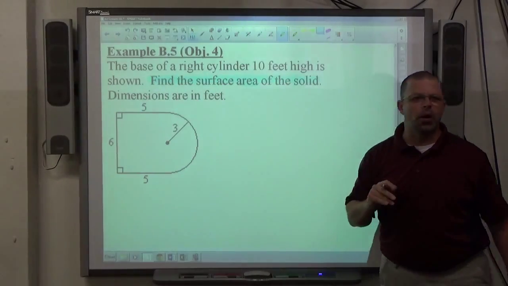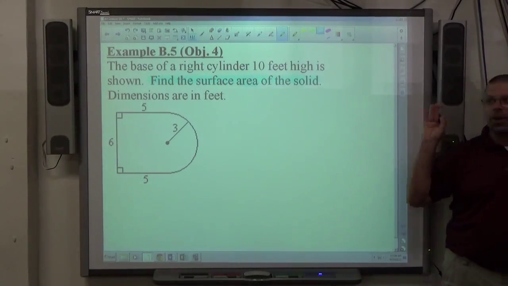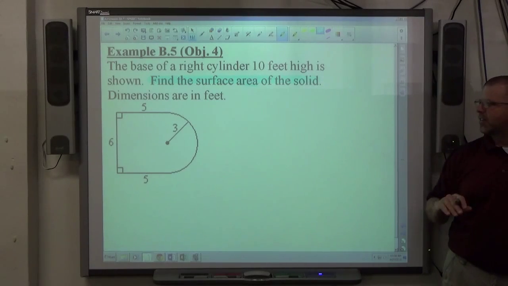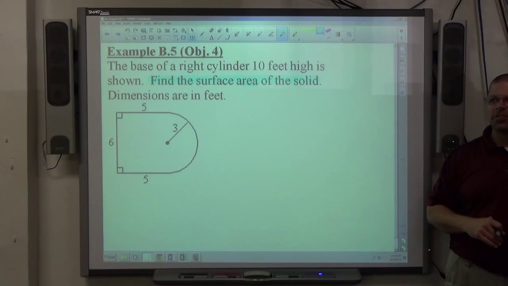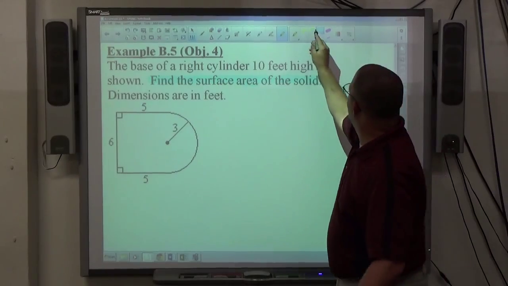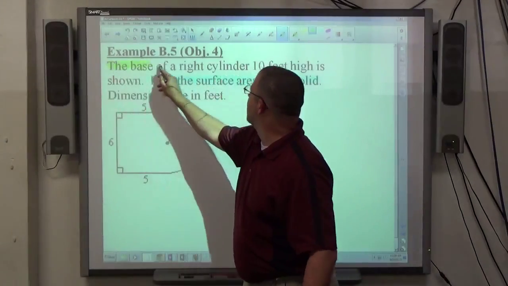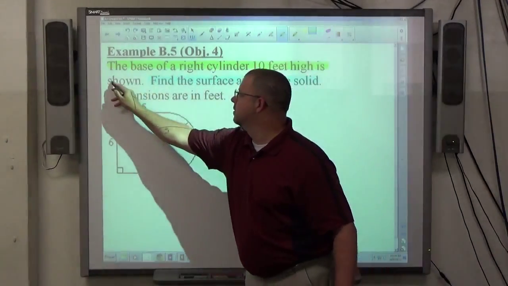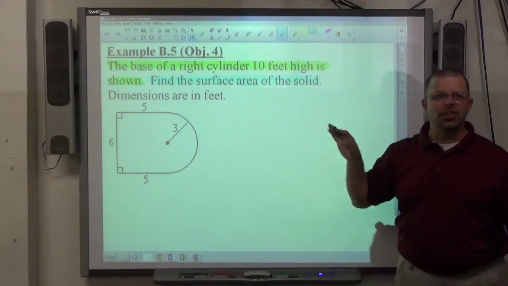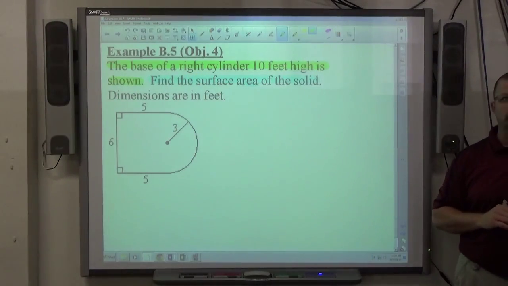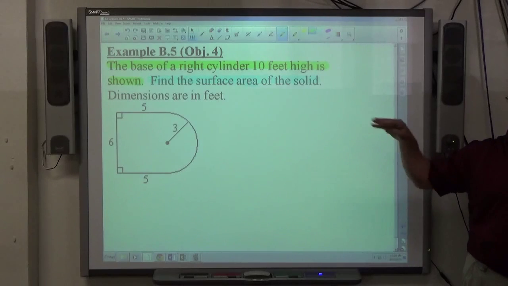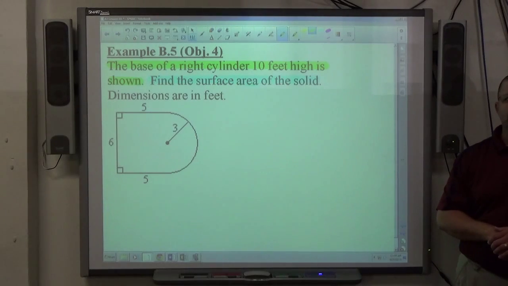And the first thing you might question if you're just skimming through the problem, you see the words surface area and solid, you might look and say, it's not three-dimensional. There's no solid there. But then, if you look, it says the base of a right cylinder is shown. That's just the base of the cylinder. That means the person in the book didn't want to go to the trouble of drawing a three-dimensional picture with that as the base. It would actually look kind of like a mailbox, if you're interested.